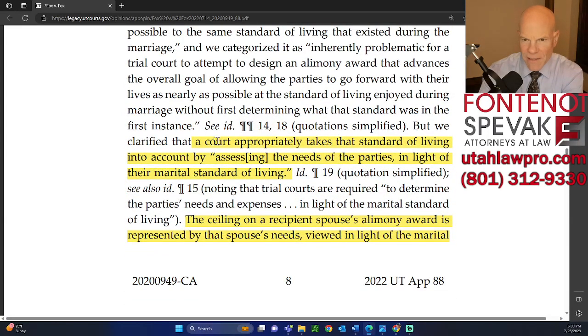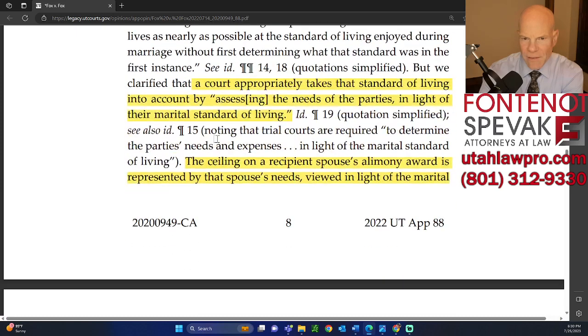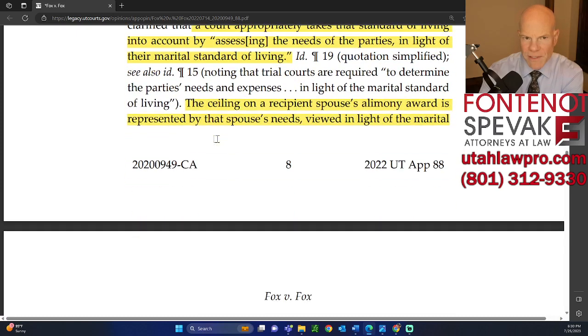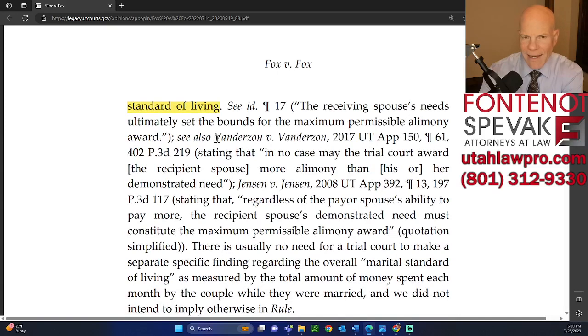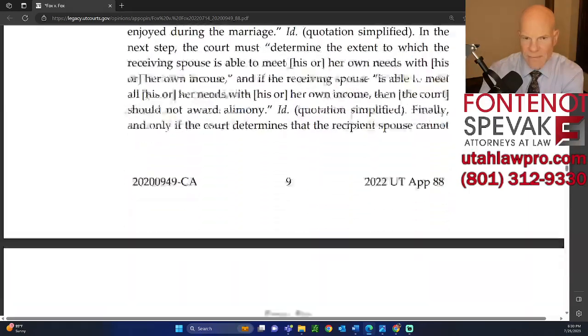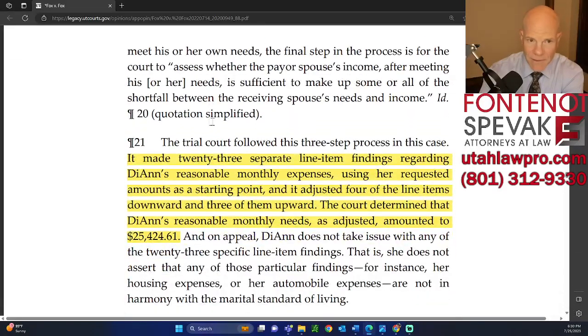A court appropriately takes that standard of living into account by assessing the needs of the parties in light of the marital standard of living. The ceiling on a recipient spouse's alimony award is represented by that spouse's needs viewed in light of the marital standard of living. So that is really going to be the cap that a court is ever going to award, the needs of the recipient spouse. It has to be related to the standard of living that existed during the marriage, either prior to separation or at the time of trial, depending upon which one of those the court thinks is most appropriate.